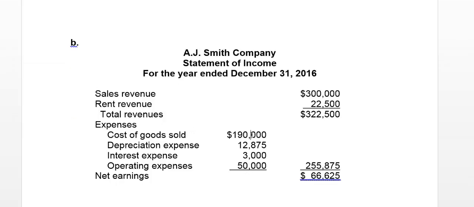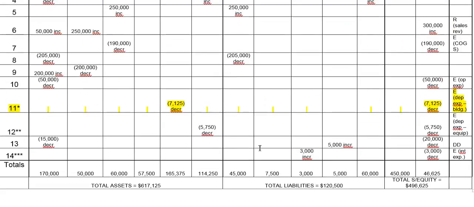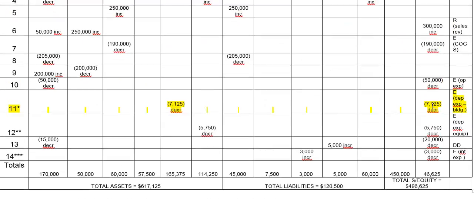The cost of goods sold of $190,000, we identified that in transaction 7. That was the cost of the inventory that we bought, that we eventually sold in item 6. We had depreciation expense. And notice in the depreciation expense, we lumped them together. So we took the depreciation expense here of $71.25 and $57.50. You can do that. You can put them together.